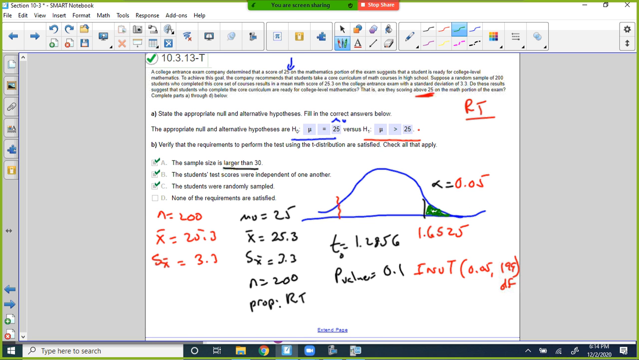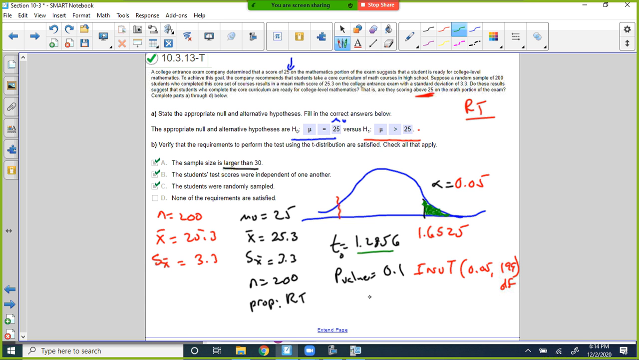Does it fall within that? Nope. So we will not reject the null. Does that make sense? This didn't fall in that critical region. If it did, we would reject the null hypothesis. Because it didn't, we will not reject it.